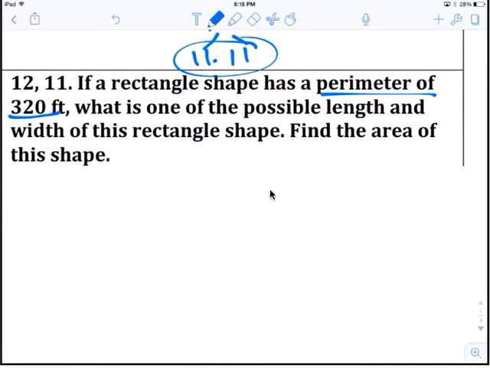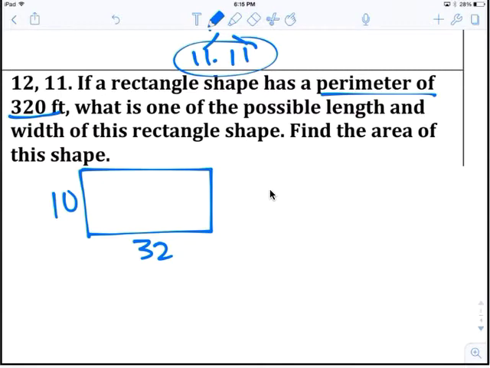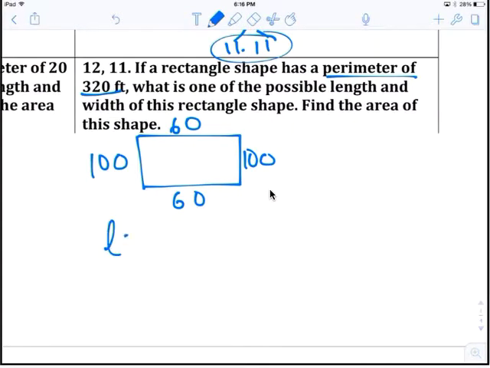Okay, so possible that we can do 32 by 10. We can do 32 by 10, right? That gets you that perimeter. We're doing perimeter. My God. Perimeter. Okay. We can do 100. That's 100. That's 200. That leaves you 120 on the other side. So that's 60, 60. Yep. That's 320. So length is 60. Width is 100.